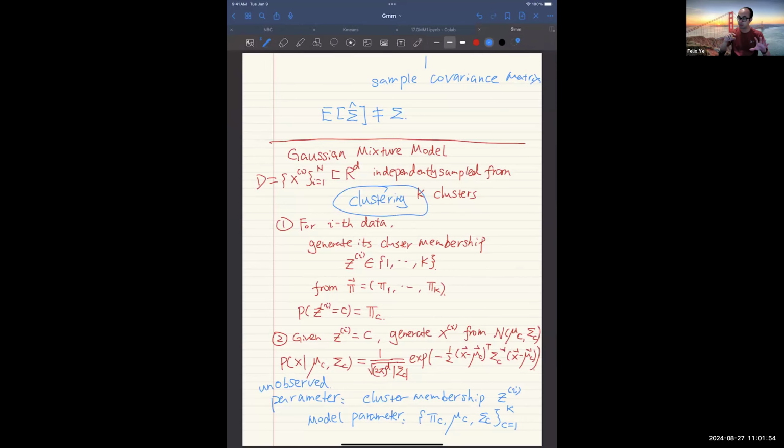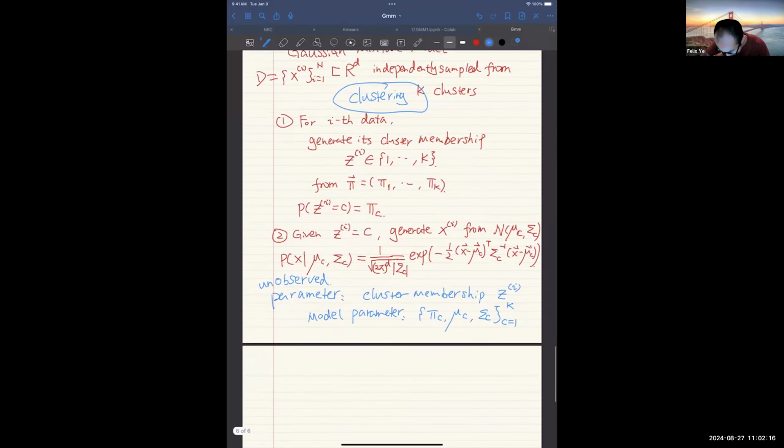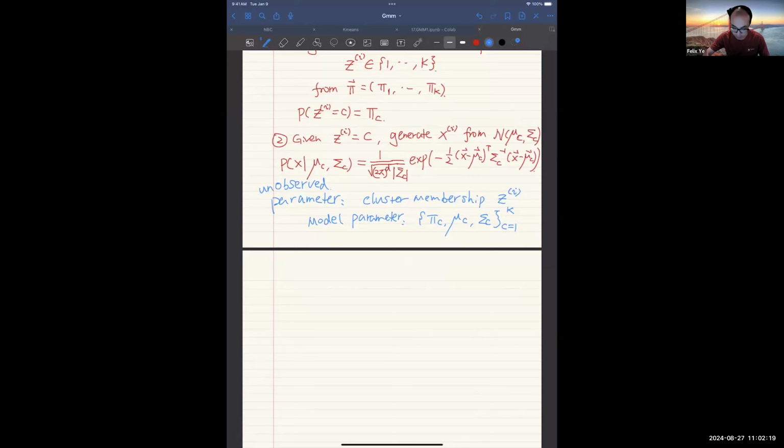But previously we only assumed we had one Gaussian, and now we have multiple Gaussians. So basically we ensemble the Gaussians. And then we're going to infer the parameters for all these Gaussians and the cluster membership for each data point. If we can infer this cluster membership z_i, this is basically what we're doing in the clustering problem.